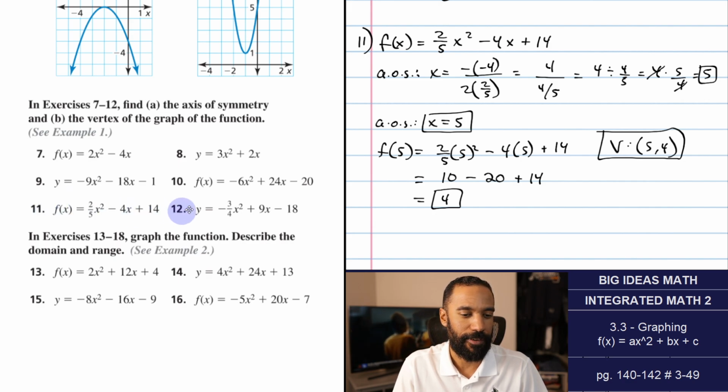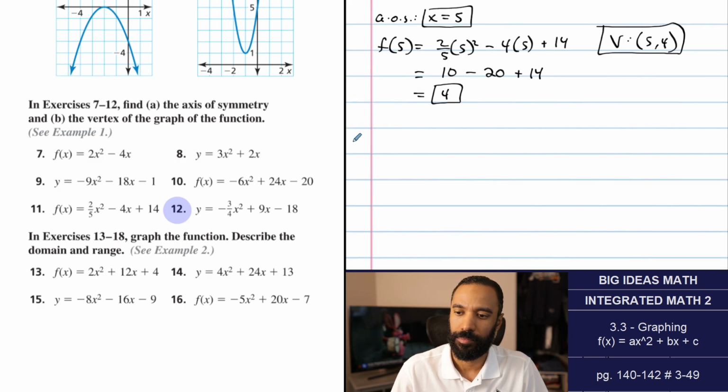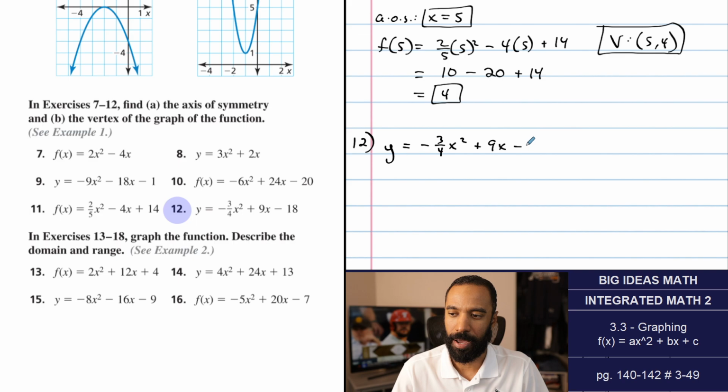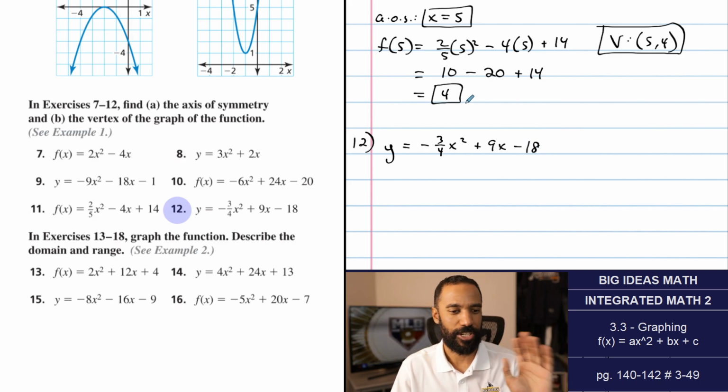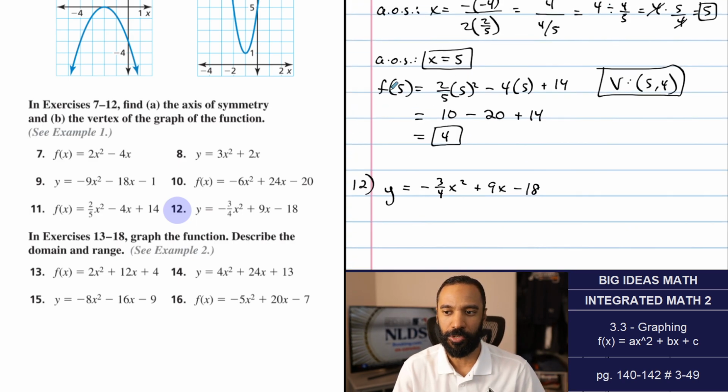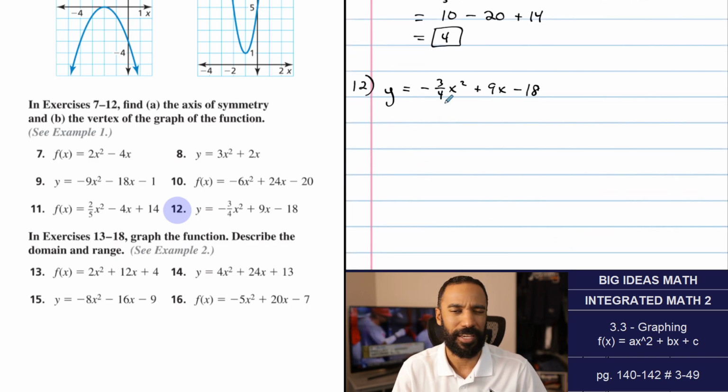Number 12, another fraction to begin with. We get y equals negative 3/4 x squared plus 9x minus 18. Notice how they interchange f of x with y, but each time I'm still using f of regardless when I substitute the thing in. That's okay.